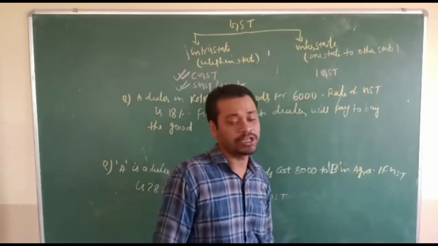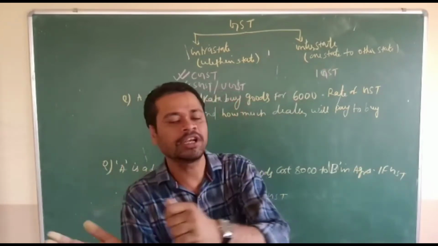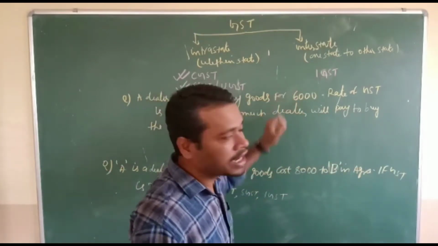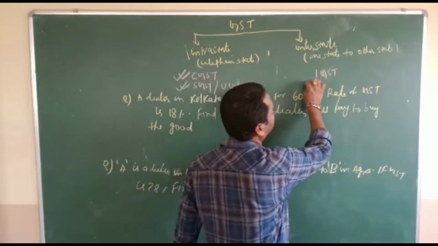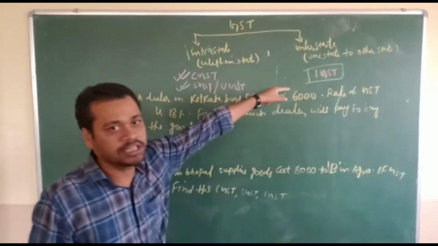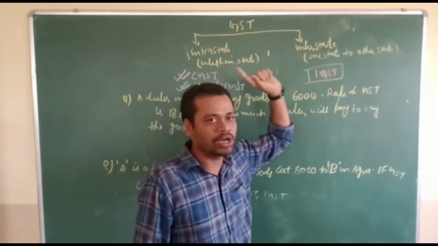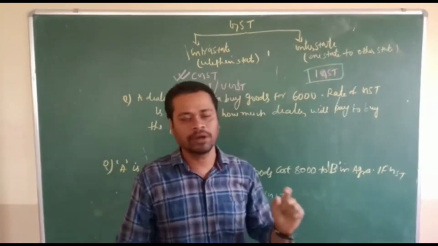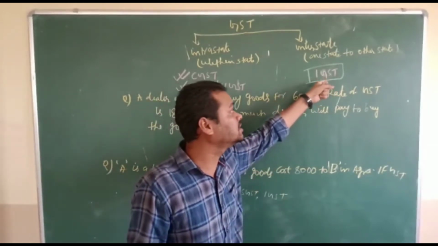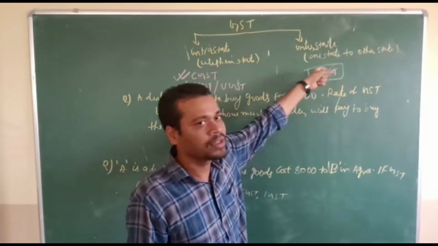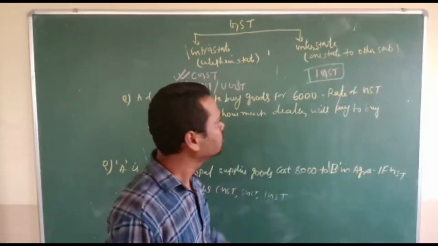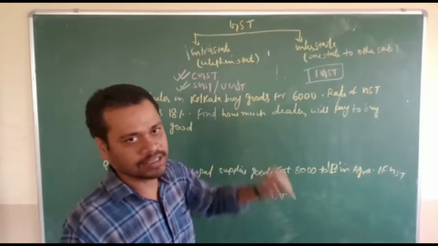But what about interstate? When goods move from one state to another state, the tax paid is called IGST, integrated GST, and this whole amount will go to the central government. Whenever goods move from one state to another state, tax collected is called IGST, integrated GST, and that money will directly go to the central government. So this is the structure of the tax system.